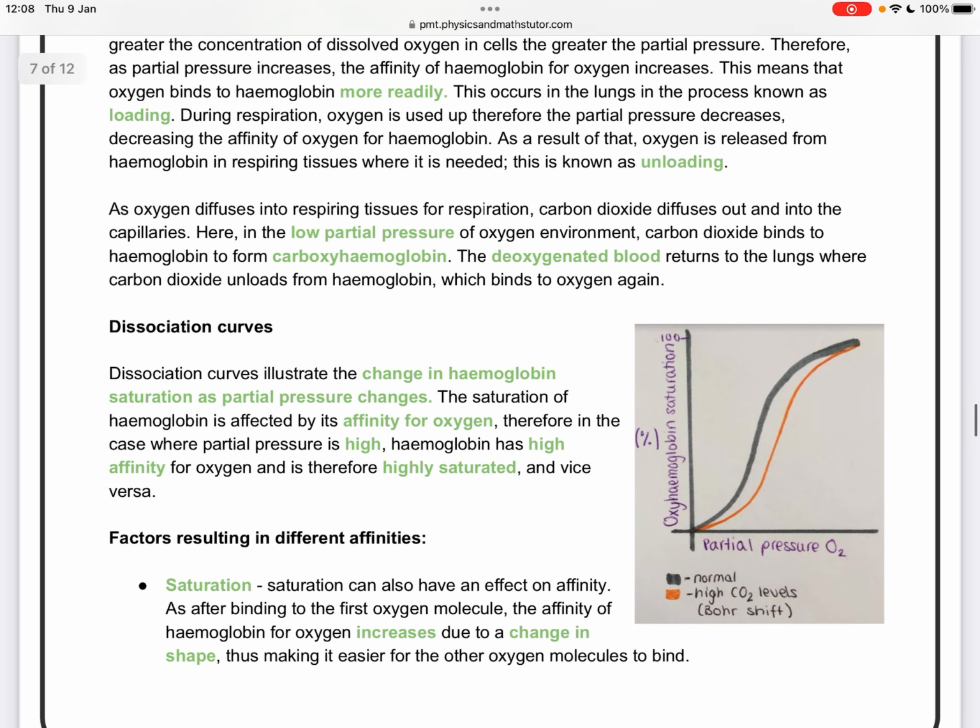As oxygen diffuses into respiring tissues for respiration, carbon dioxide diffuses out and into the capillaries. Here, in the low partial pressure of oxygen environment, carbon dioxide binds to hemoglobin to form carboxyhemoglobin. The deoxygenated blood returns to the lungs where carbon dioxide unloads from hemoglobin, which binds to oxygen again.